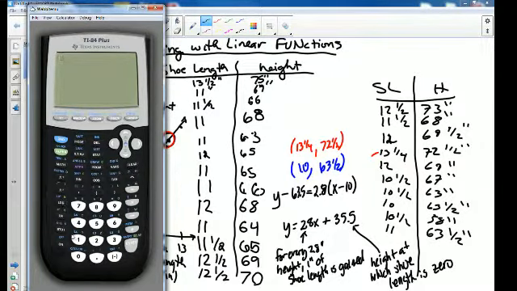Okay, so we're going to enter this data in our lists. We need to go to Stat and Edit. So it's stat, enter.